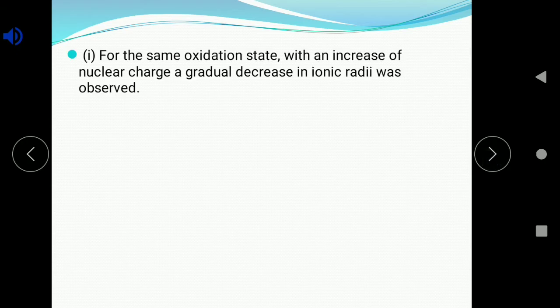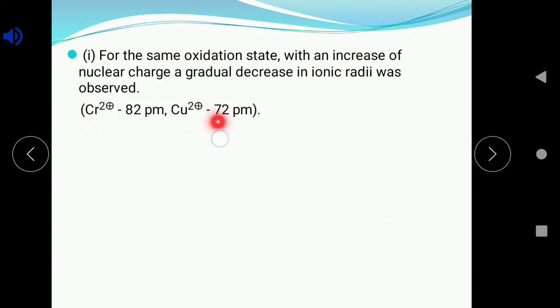So let us consider first type, that is same oxidation state shown by all the elements. With an increase of nuclear charge, a gradual decrease in ionic radii was observed. That means if we consider the same oxidation state, then there is decrease in atomic radii or ionic radii, from left to right. Consider the example of chromium and copper.